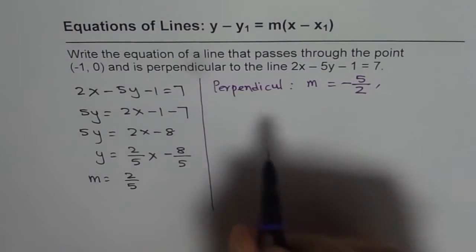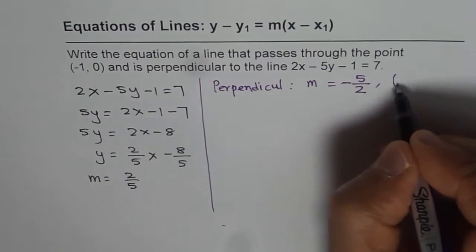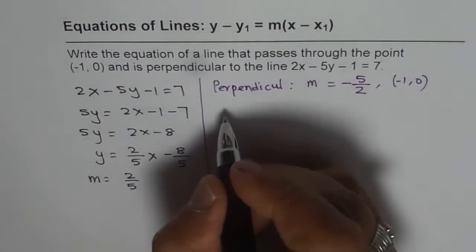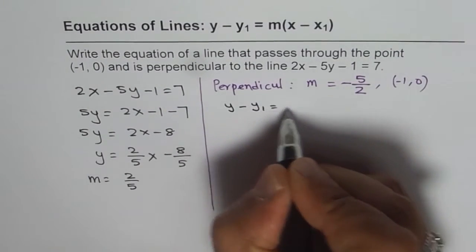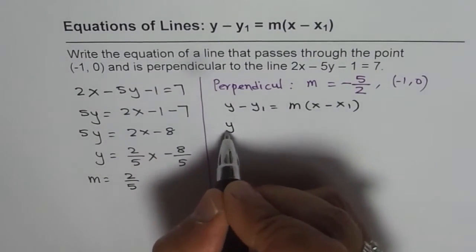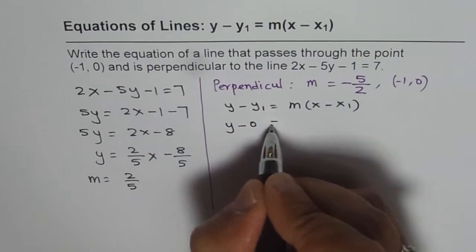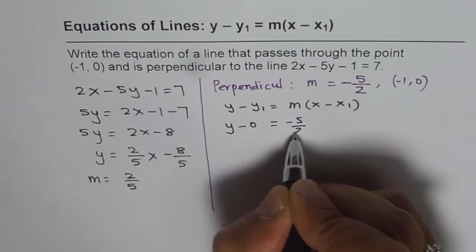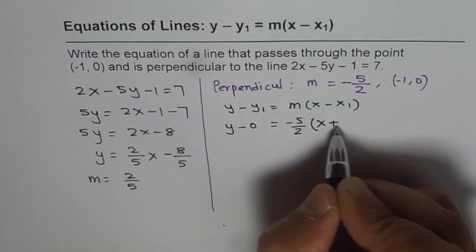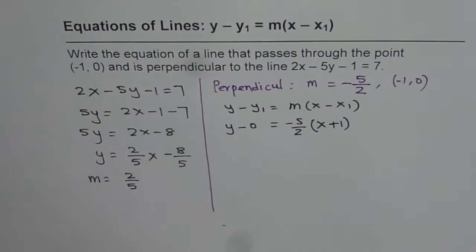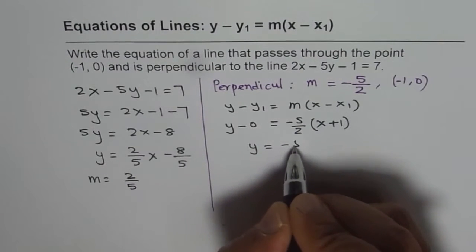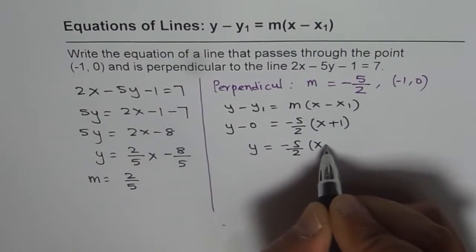And we are also given that this line should pass through a point which is (-1, 0). So we are given a point also. So we'll use our formula, which is y minus y1 equals m times x minus x1. Y1 is 0, so let me write 0 here, equals m is minus 5 over 2 times x minus x1. X1 is minus 1, minus minus becomes plus, correct? So we get the equation of the line as y equals minus 5 over 2 x plus 1.